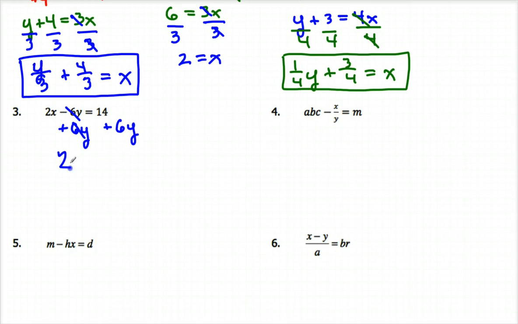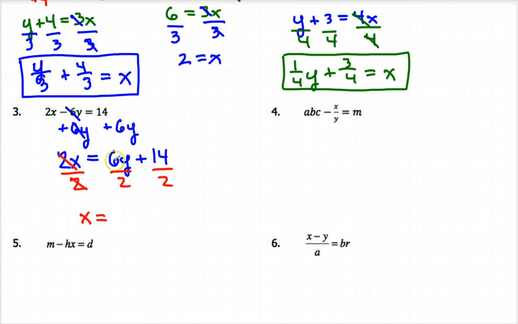So that's going to give me 2x is equal to 6y plus 14. Again, these aren't like terms, so I can't combine them at all. I just need to write it as the expression 6y plus 14. And now that allows me to divide everything by 2 in order to get the x by itself. So I can divide here, here, and here by 2, and that's going to give me this.